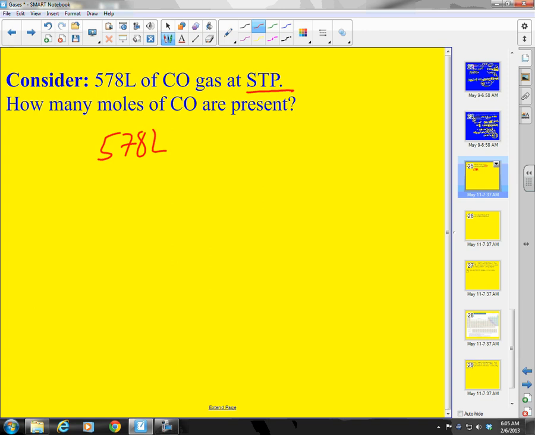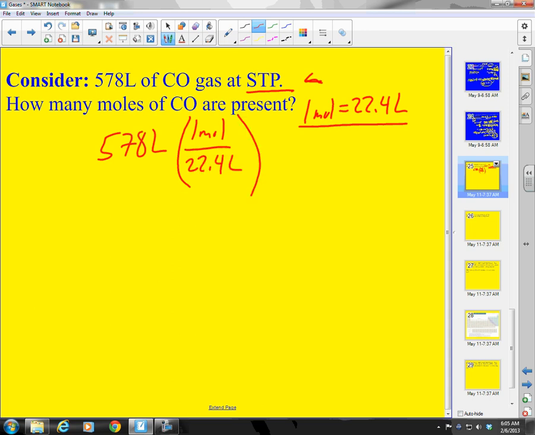528 liters of a gas at STP. Okay, if it's at STP, what do I know? That means 1 mole of that gas is equal to 22.4 liters. That is my equality, right? All right, so then what can I do? I have 1 mole over 22.4 liters. Hey, why did you set it up this way?